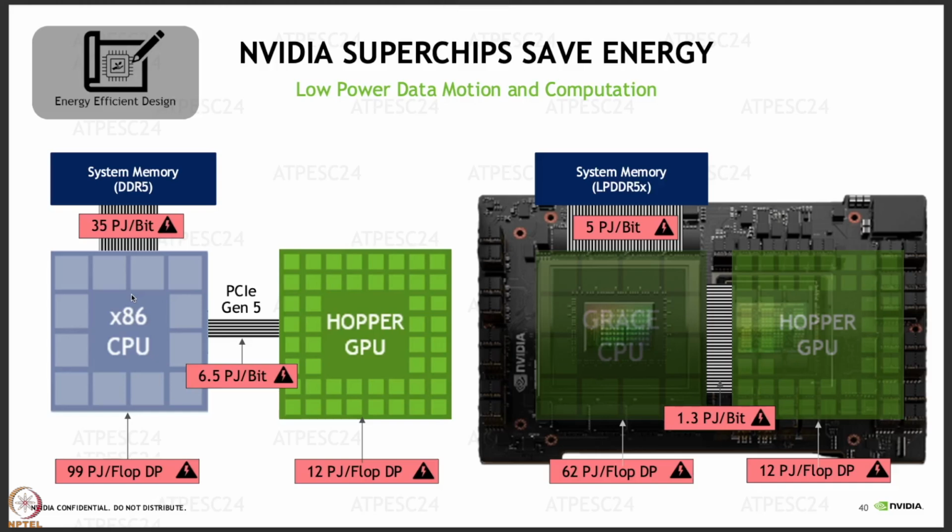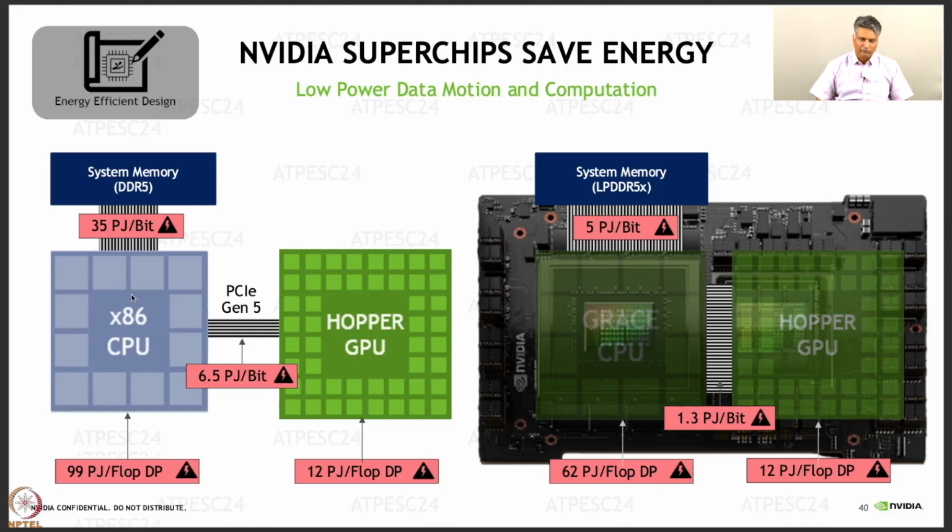The other good advantage of these superchips is that they save energy. So if you look at the model, you have the x86 CPU typically, which is attached to the Hopper GPU using some PCI Express bus. This is the traditional way of doing calculations. Here, if you want to transfer data between the CPU and the GPU, it typically costs about 6.5 picojoules per bit. If you want to transfer data from the CPU to the main system memory, it costs about 35 picojoules per bit.